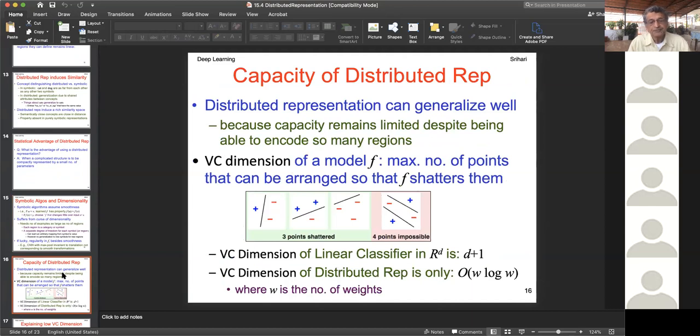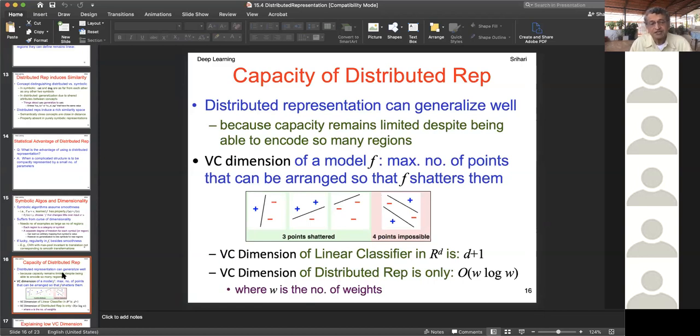Okay, we transition here into the idea of the capacity of a distributed representation. This is worth paying attention to. So what is the capacity of a classifier? We have an algorithm to classify into one or the other. So what is the capacity of the method you're using? How do we measure that? We say here that the distributed representation can generalize well because the capacity remains limited despite being able to encode so many regions. So what is capacity then?